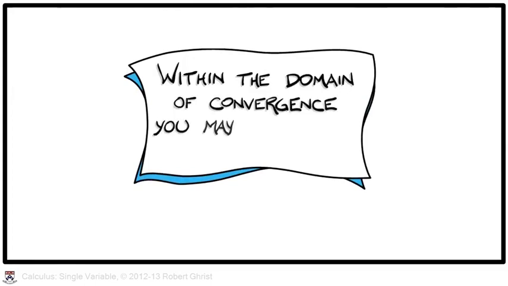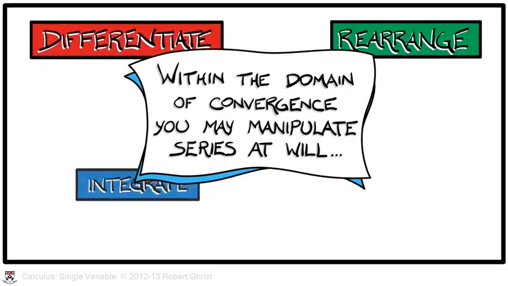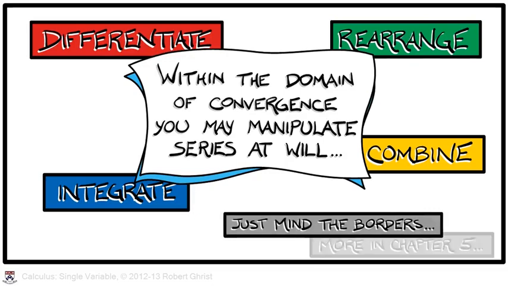Now, within the domain of convergence, you can manipulate the series at will. You can rearrange the terms, differentiate term by term, integrate, recombine, whatever you wish. There are no problems as long as you are within the interior of that domain of convergence. You must be very careful about what happens near the borders. We'll talk more about that in Chapter 5. For the moment, I want to focus on what we can do.